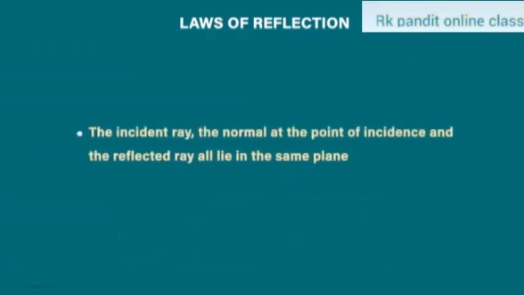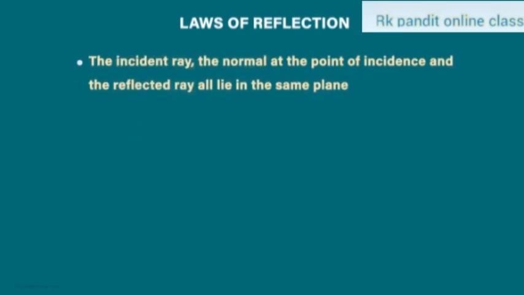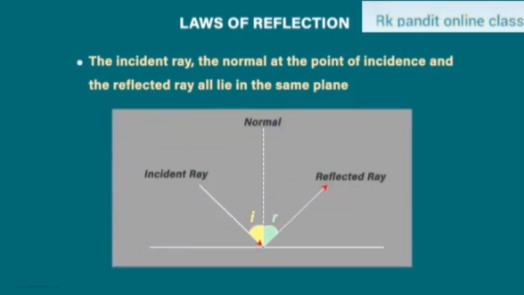The second one tells us that the incident ray, reflected ray and normal all lie in the same plane. So if I draw this scenario on a piece of paper, I will get this. Incident ray, reflected ray and the normal, all three are in the plane of the paper. The second law tells us that they will always be on the same plane.